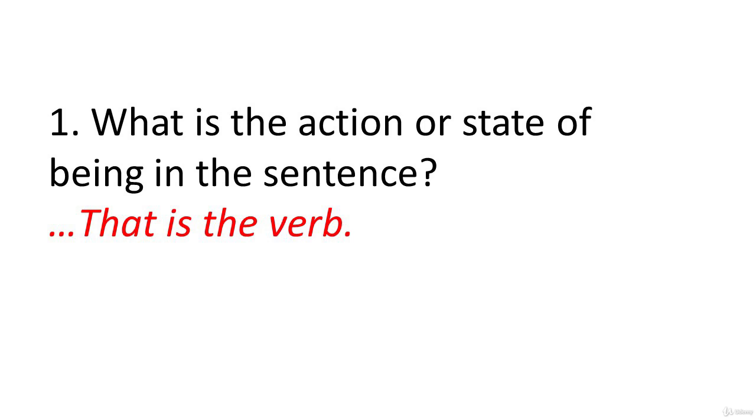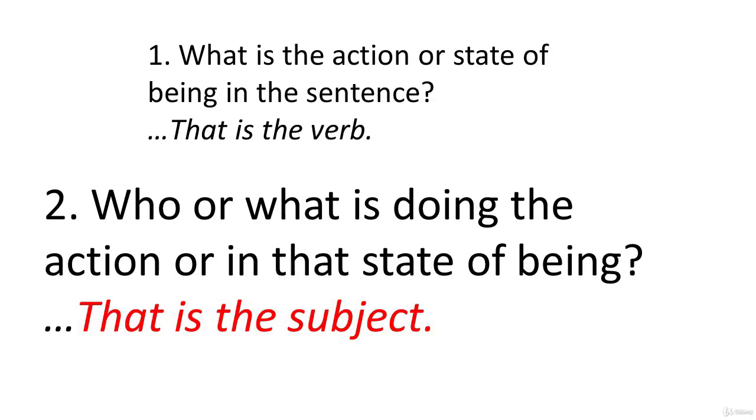So, whenever we have a sentence and we want to locate the subject and the verb, we just need to ask two questions. The first question is, what is the action or state of being in the sentence? And that is the verb. Once we've located the verb, we can ask the second question, and that is, who or what is doing the action or is in that state of being? And that is the subject.